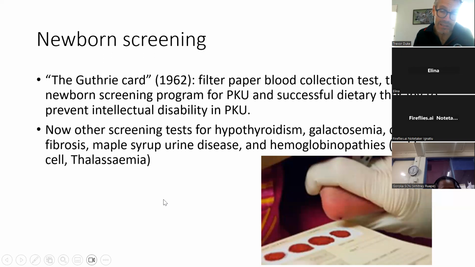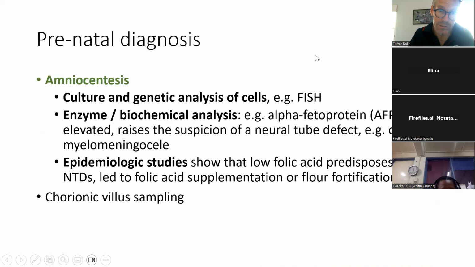These days, there are a whole lot of other diseases that are identified using newborn screening. In some countries, sickle cell disease, thalassemia, even cystic fibrosis is identified. And then there are now other forms of prenatal diagnosis that use a combination of these techniques. Sometimes using FISH, fluorescent in situ hybridization, mapping or analysis of the chromosomes, sometimes using enzyme analysis, like looking for alpha fetoprotein being elevated in embryos that have a neural tube defect.